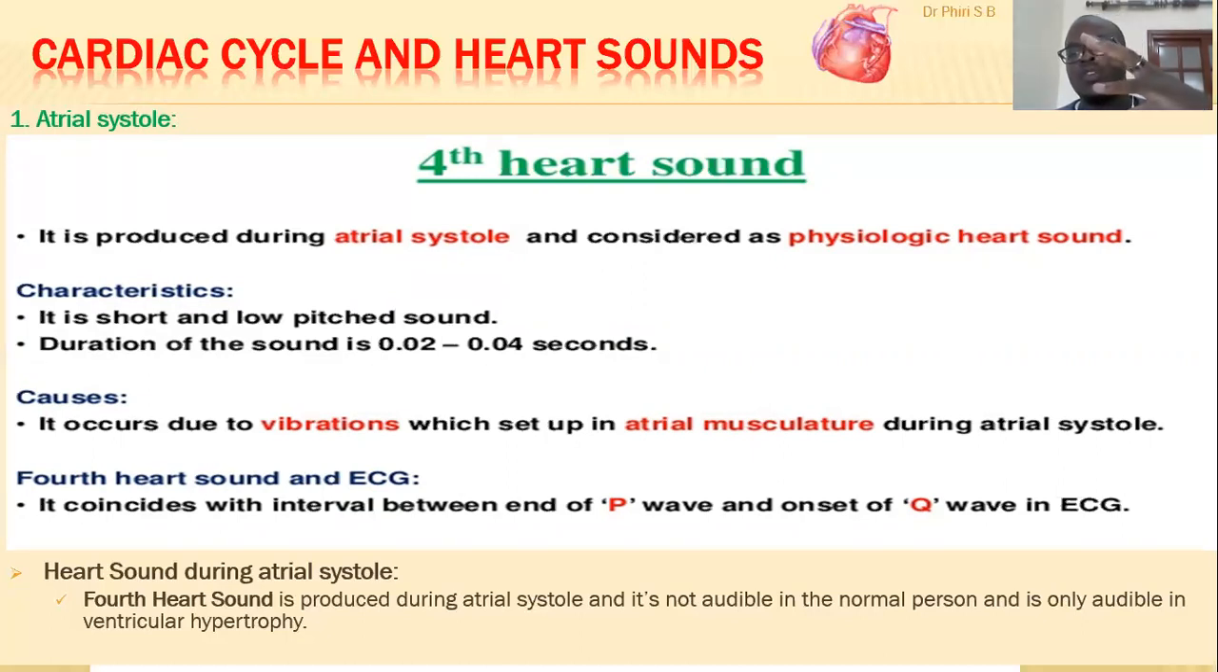Like I said, when the atria are contracting, there are those vibrations, and those vibrations will be picked up as the fourth heart sound. This fourth heart sound coincides with the interval between the end of the P wave and the onset of the Q wave. So between the P wave and the onset of the Q wave, you can see the fourth heart sound.